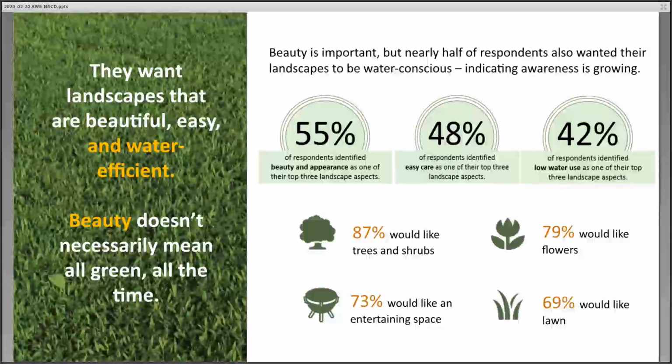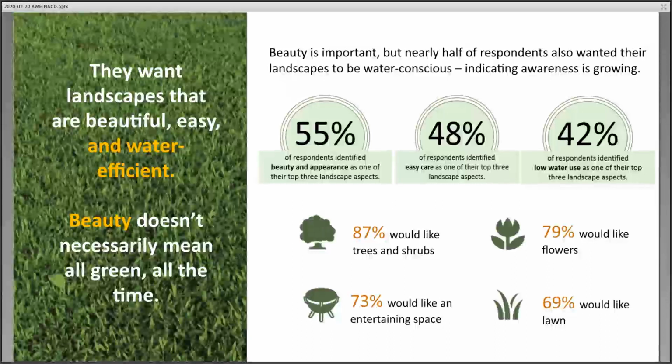We also found out that customers want landscapes that are beautiful and something they can be proud of, but also easy to maintain. I know myself, I enjoy working out in the yard, but I don't want to spend every Saturday laboring out in my yard. Even though I do enjoy it, there are other things I want to do. So it is a priority to make them easy to care for. But a lot of the respondents, 42%, put water efficiency in the top 3 priorities for their lawn. So we do think there's interest, and we see interest in having a landscape that is low water using.